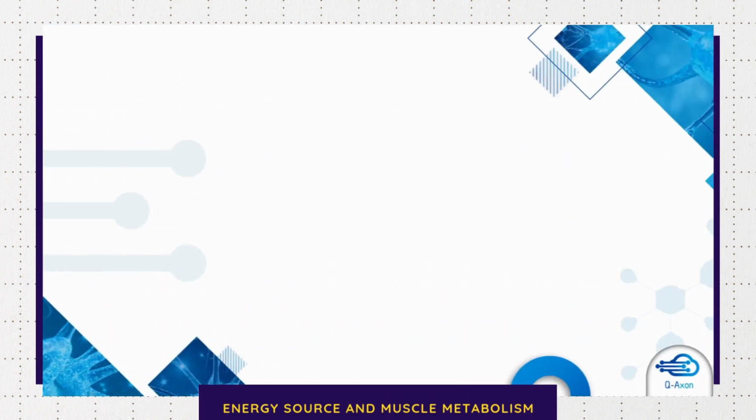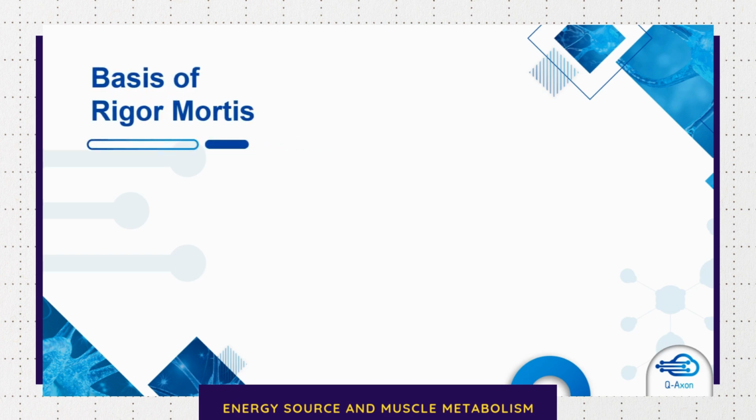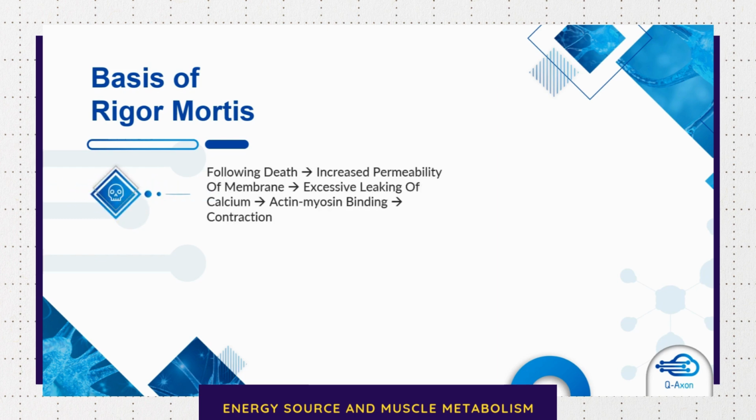So why should the muscles stiffen after death? In other words, what is the basis of rigor mortis? Now, one of the things that happens immediately after death is that all the cell membranes become very leaky. They become highly permeable. So in the muscle, we know that calcium is stored inside the sarcoplasmic reticulum. So this also becomes leaky. So calcium leaks out into the sarcoplasm and is made available to the actin and myosin. So now there is actin-myosin binding, leading to muscle contraction.